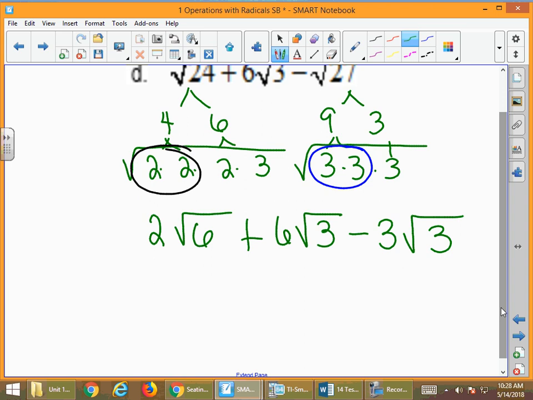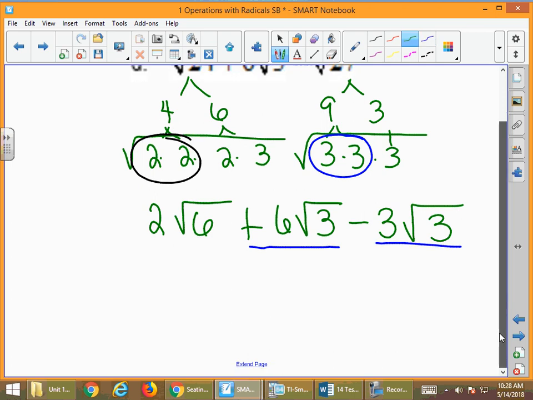And lastly, we look at this to determine our like terms. Well, we have 6 times the square root of 3 minus 3 square root of 3. The 2 square root of 6 is going to be there, but 6 minus 3 is 3 square root of 3.